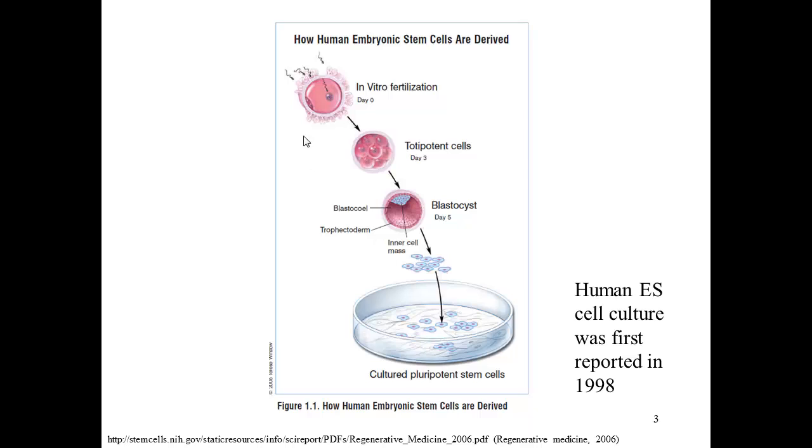So here is the standard method: a fertilized egg, 5 days of development into a blastocyst with an inner cell mass, removal of that mass, plating out on a petri dish, and allowing it to grow.